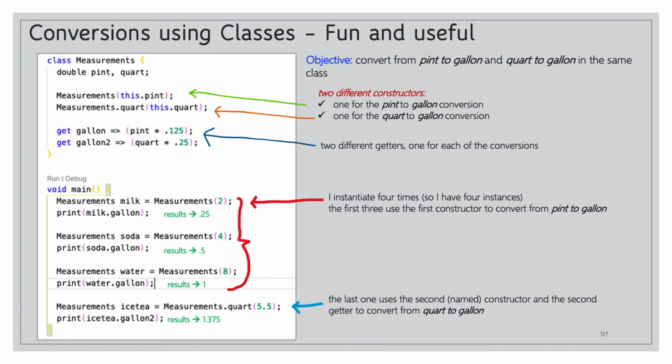Now I do the same with iced tea. Measurements.quart this time, different constructor. I pass in the value 5.5 and I print that out. Iced tea.gallon2, our second getter, and the result is 1.375 gallons equals 5.5 quarts.